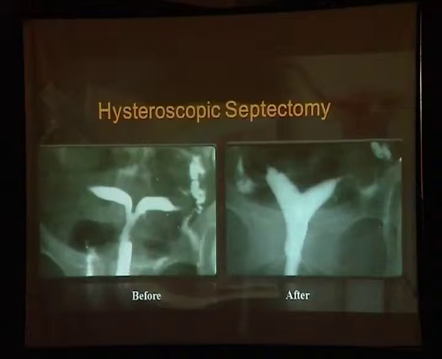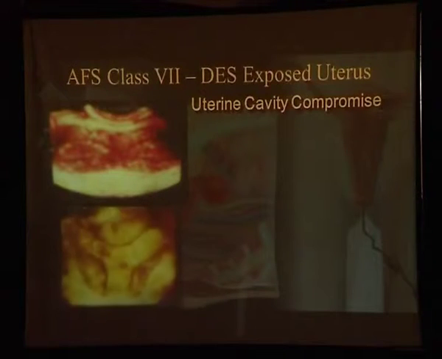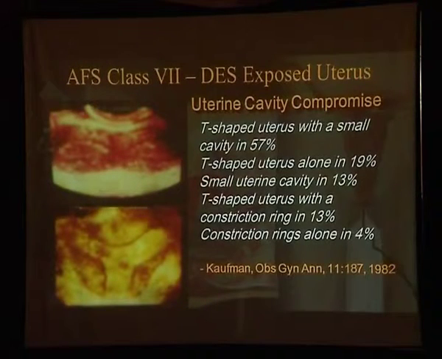This is a picture of hysteroscopic septectomy before and after surgery. Those patients exposed to diethylstilbestrol (DES) had uterine cavity compromise: T-shaped uterus, small cavity in 57%, small uterine cavity in 13%, T-shaped uterus with constriction rings in 13%, and constriction rings in 4%. Hit Kaufman.